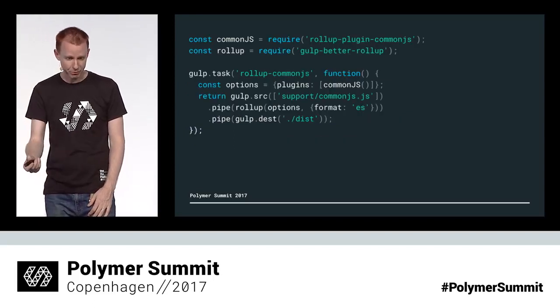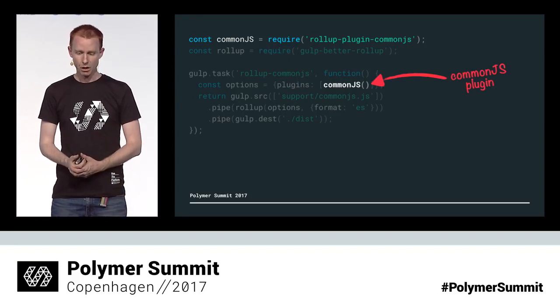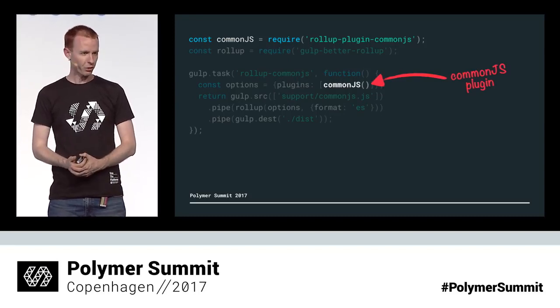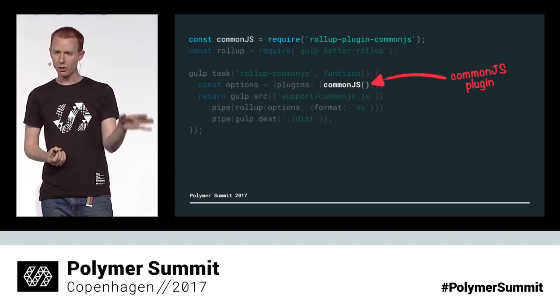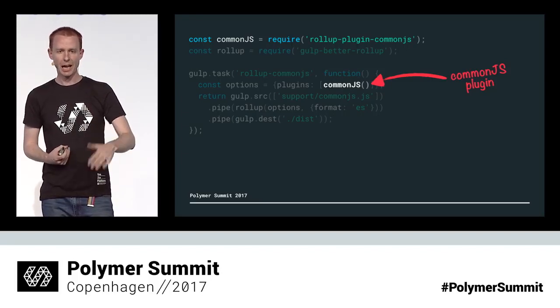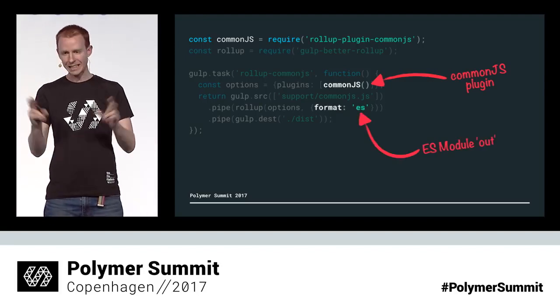So this is a sample gulp file, but there's really two important parts here. What we want to do is tell rollup about the commonJS plugin. And this basically allows rollup to go and read those old-style formats, and in its build process, it will output you a file that understands them. We also want to re-export as an ES6 module.